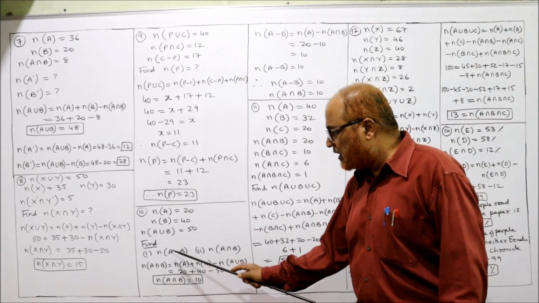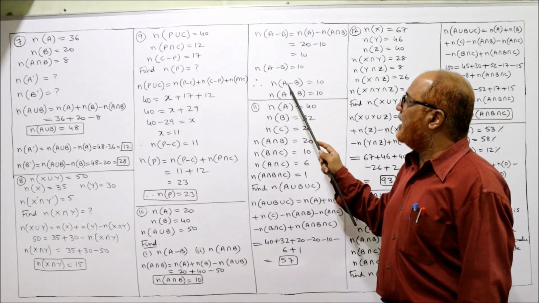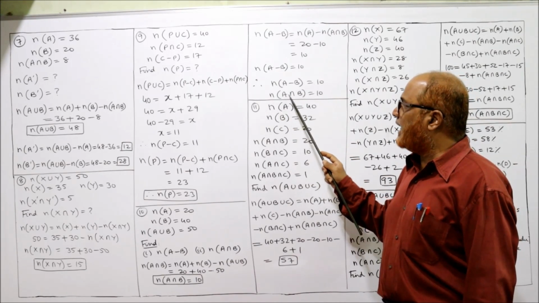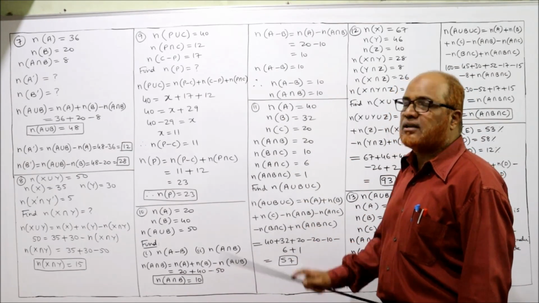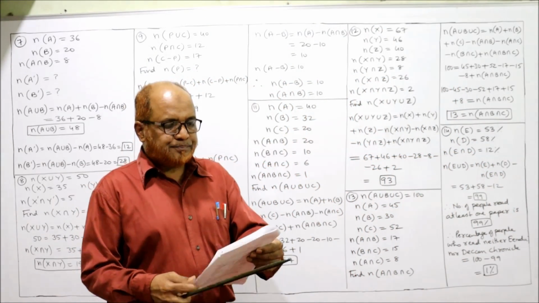So ultimately both the variables we got. Both the questions we have answered. So N of A minus B is 10. N of A intersection B is also 10. That's it. Now see the 11th one.